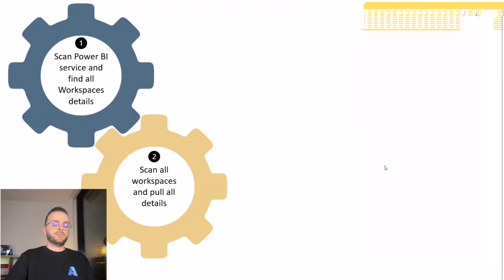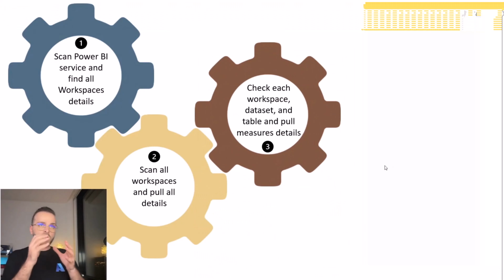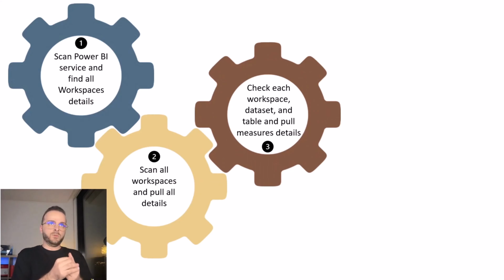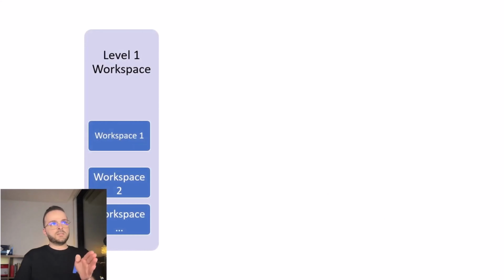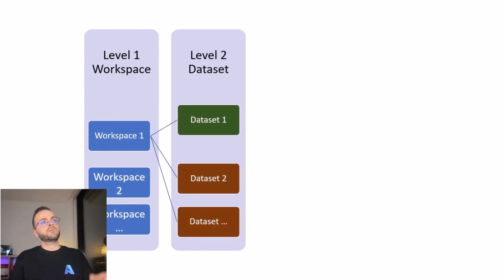So the next step here is to check that output, to scan that output for each workspace, all the datasets in that workspace, all the tables for that dataset, and then pull out the measures. In other words, first we need to find the workspace. We need four loops to extract that data. First, in the workspace, how many datasets are in that workspace.